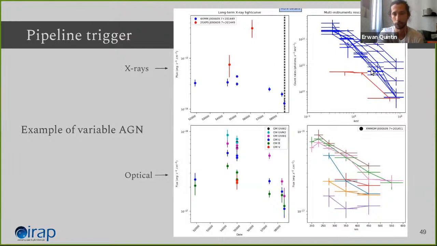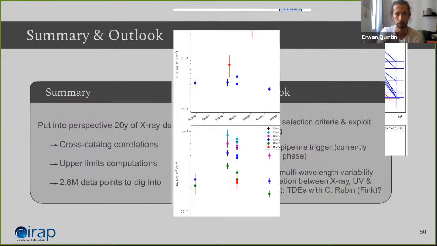And this change in luminosity is not only in soft X-rays. So this is not compatible with only a change in absorption. So this is a very interesting changing-look AGN.